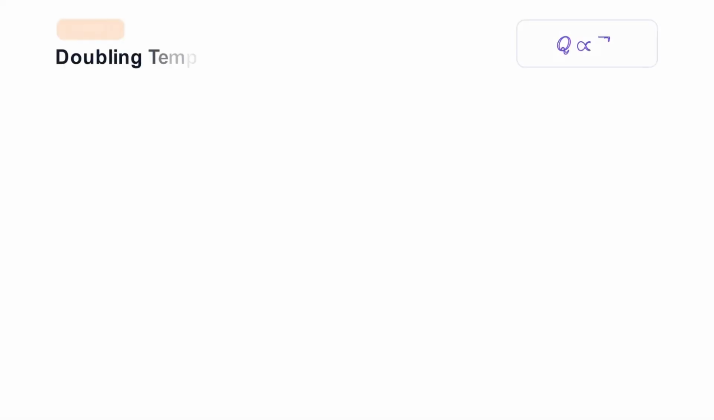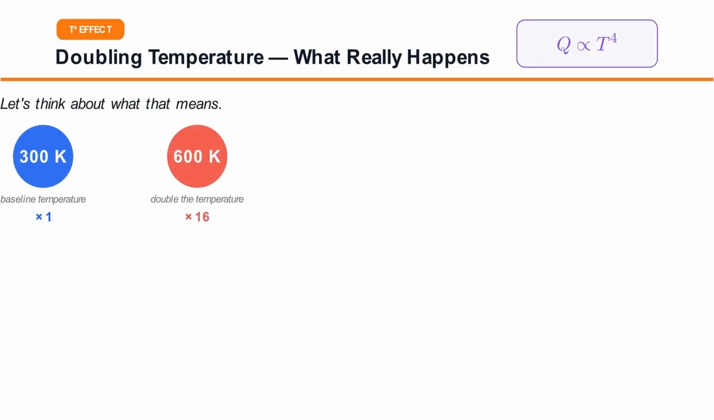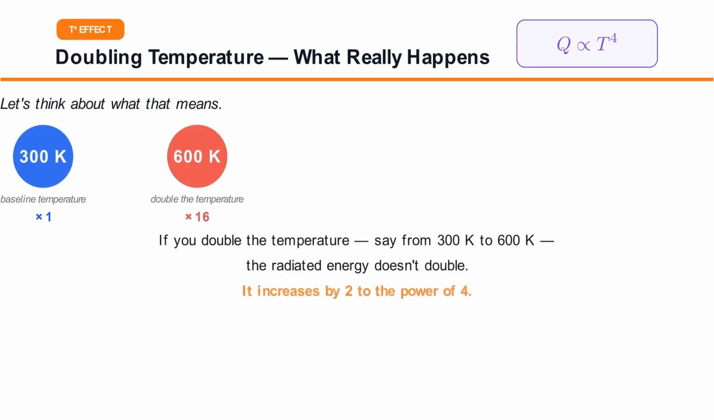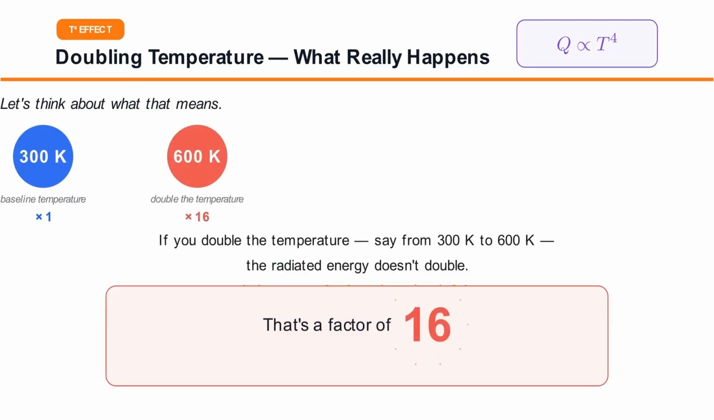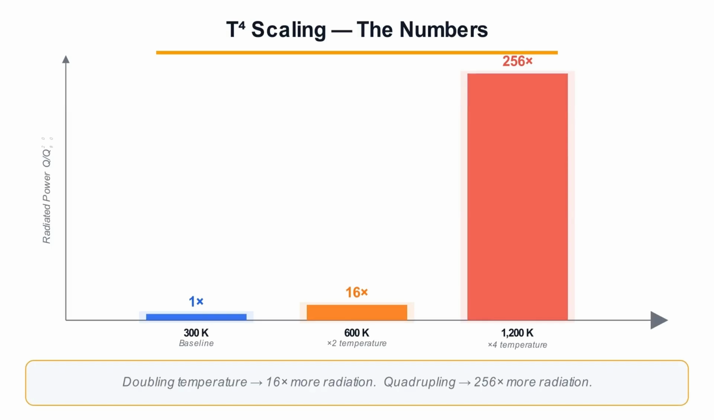Let's think about what that means. If you double the temperature of an object, say from 300 K to 600 K, the energy radiated doesn't double. It increases by 2 to the power of 4. That's a factor of 16. 16 times more radiation from just doubling the temperature.